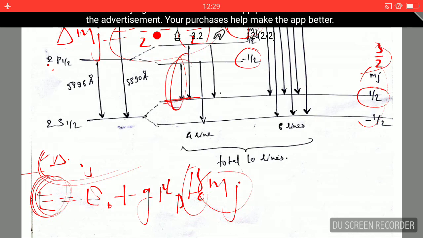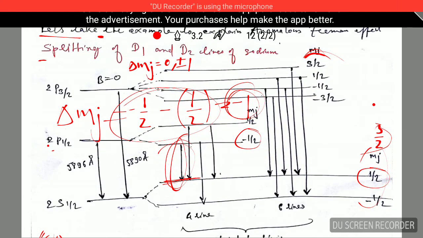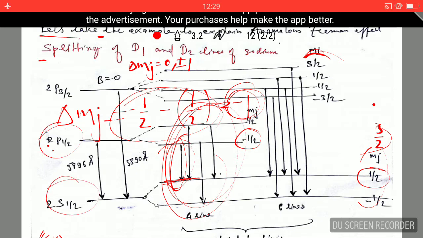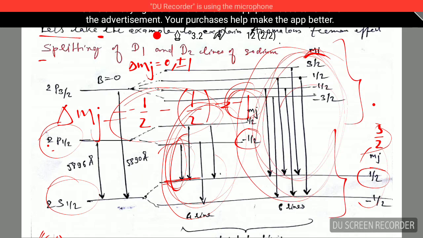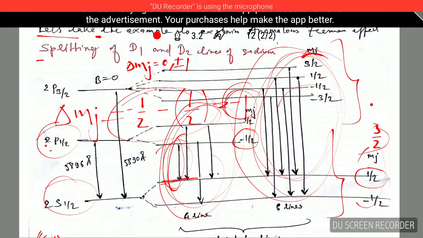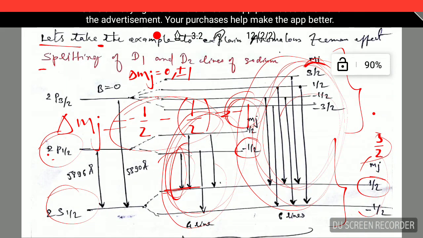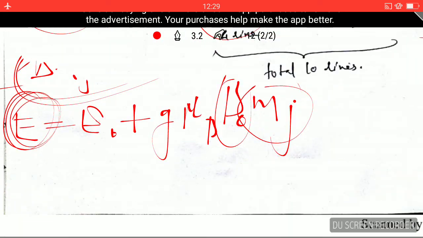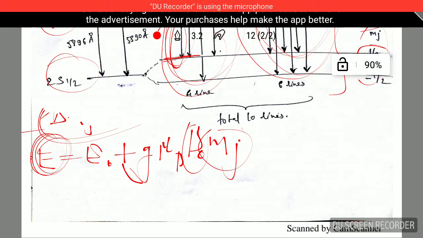In this fashion you can find that there are 4 transitions possible from this level to this level, and in a similar fashion there are 6 transitions possible from this level to this level, and this is how these transitions are made. This is quite an important question and answer that is usually asked in GATE and CSIR NET questions. So now you have understood this example clearly, and this completes our anomalous Zeeman effect.